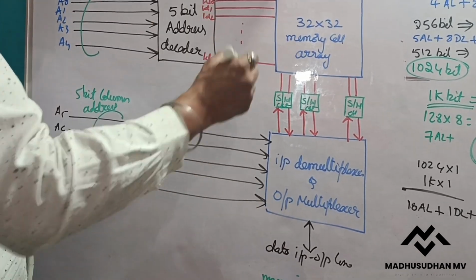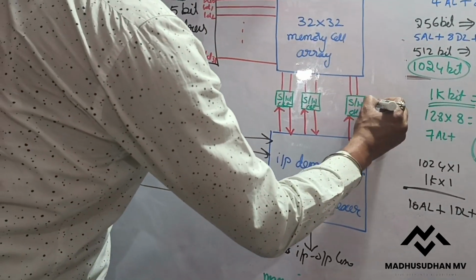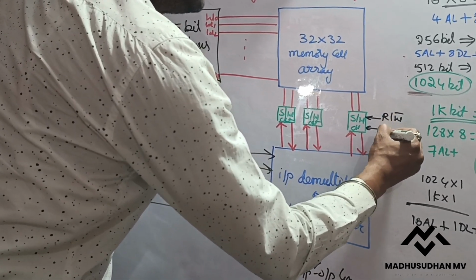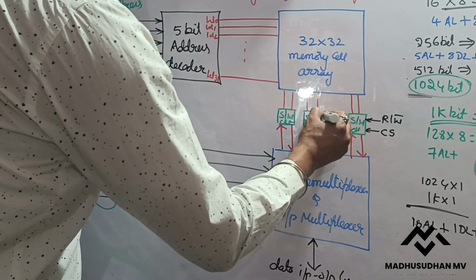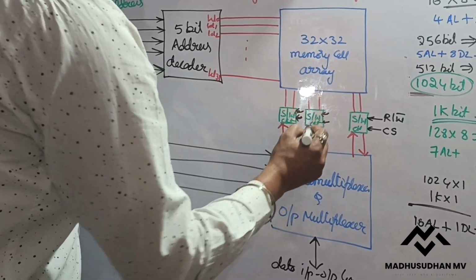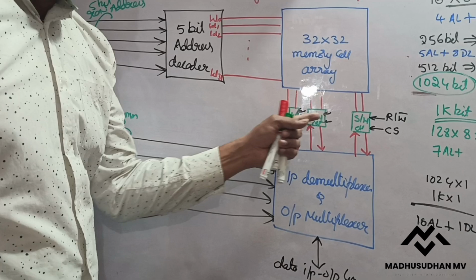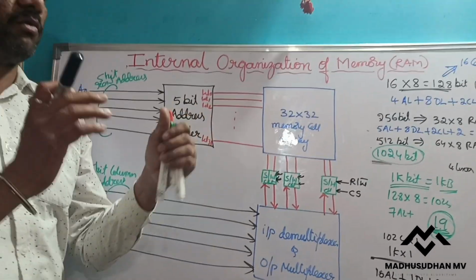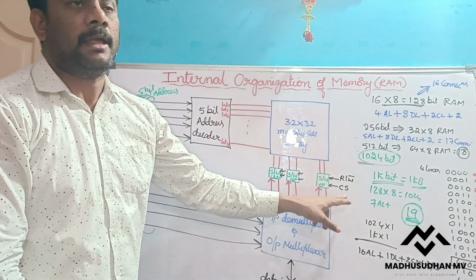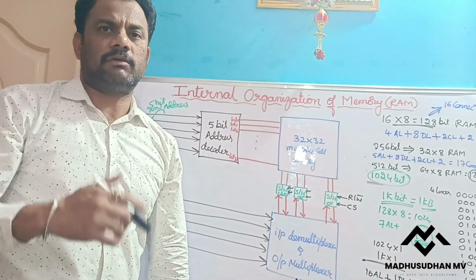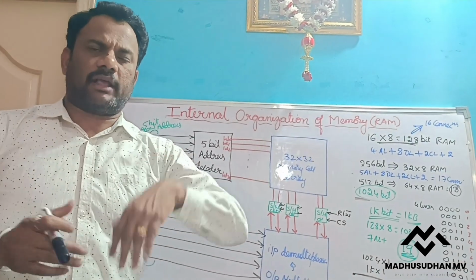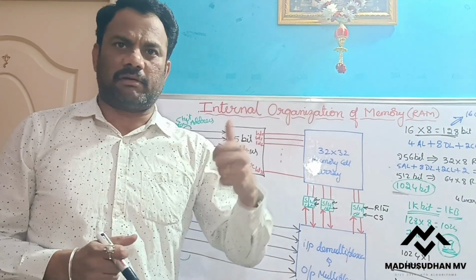Now, see, each sense write circuit contains two signals. One is read/write bar, another one is chip select. This is given to all the sense write circuits. This circuit decides whether it is read or write. CS means chip select, because sometimes we extend our RAM in our system. Suppose our RAM is full, so we can add one more extra RAM.